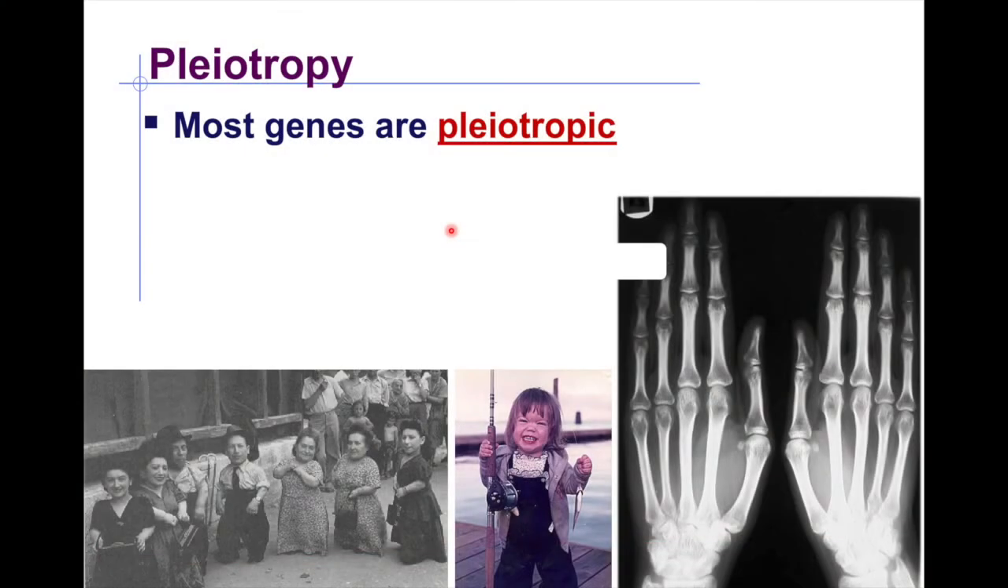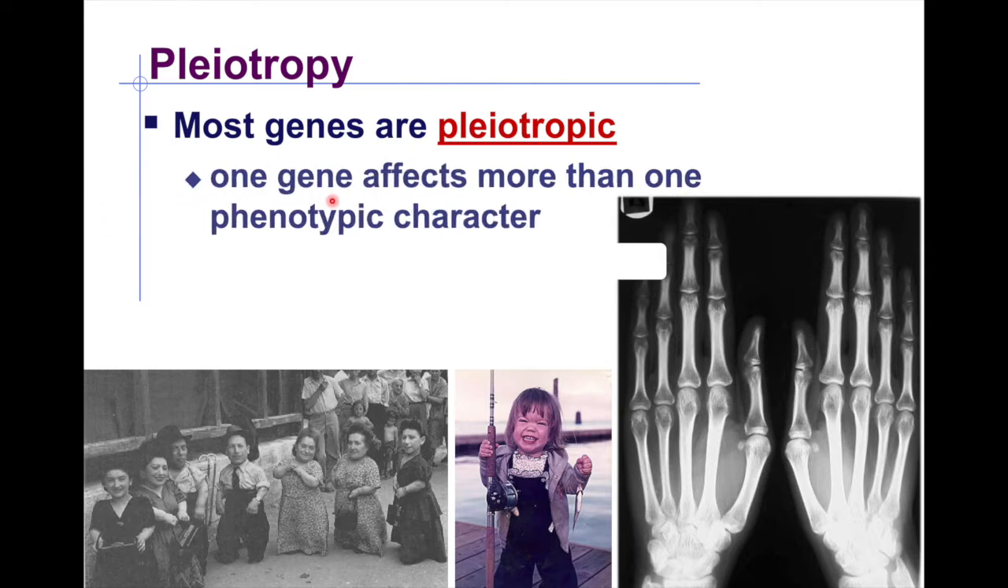Okay, so this is for part 3. We're now going to talk about pleiotropy. Pleiotropy means that one gene has more than just one effect on the phenotypic character. A lot of our genes are actually pleiotropic.